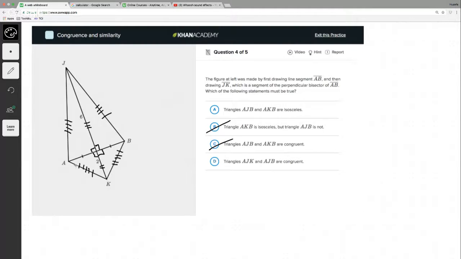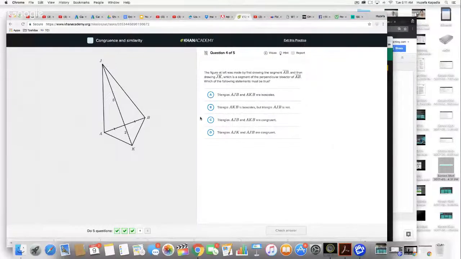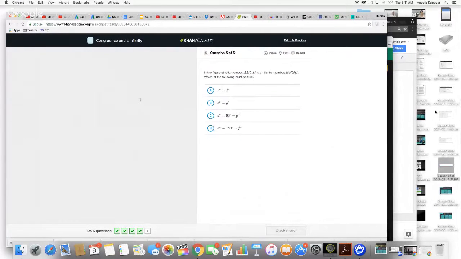AJK and AJB. No, that's crazy. AJB. All right, so we're gonna go with A. So they are indeed congruent. That was a little bit trickier because it didn't seem so apparent. We had to do a little work there, and it is correct. They have said it's correct, so we are good to go.